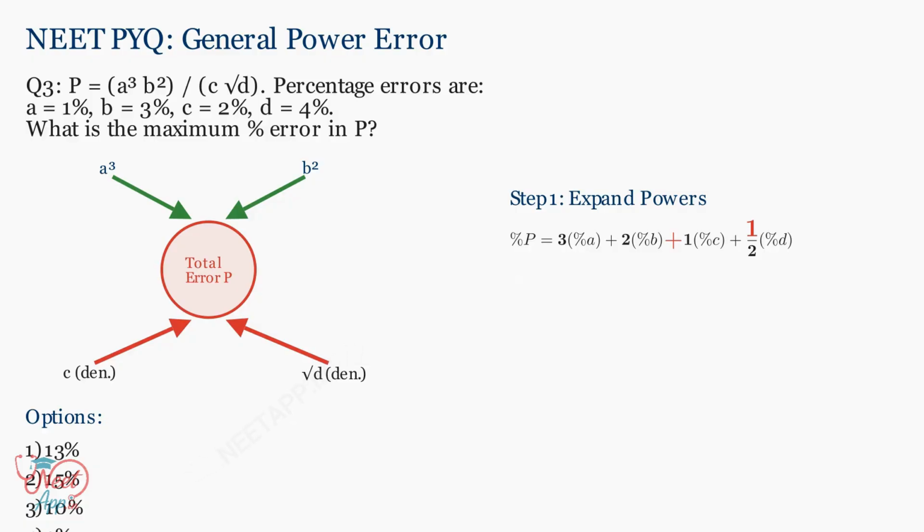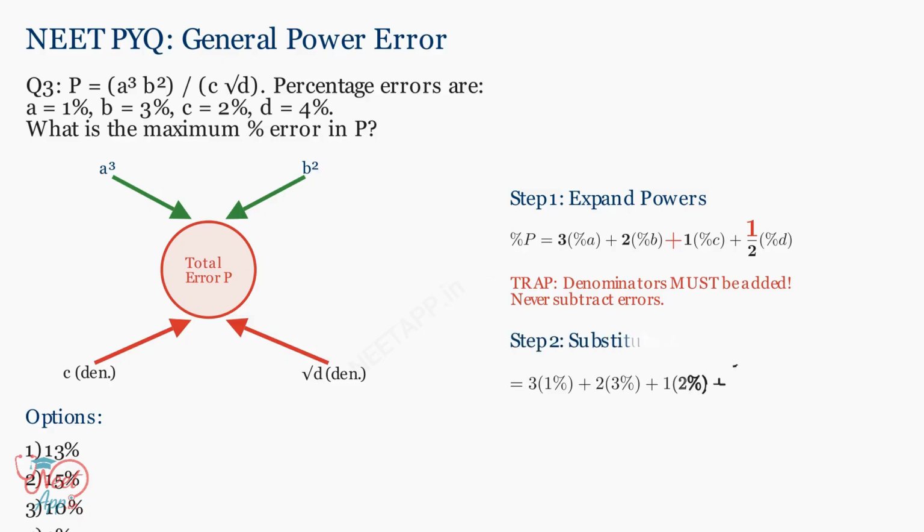Now for the ultimate trap. What happens to the denominator terms C and D? Mathematically, C is to the power of -1 and D is to the power of -1/2. But remember, we are calculating the maximum permissible error. You must take the absolute value of those exponents. This means the errors for C and D must strictly be added. Never subtract errors.